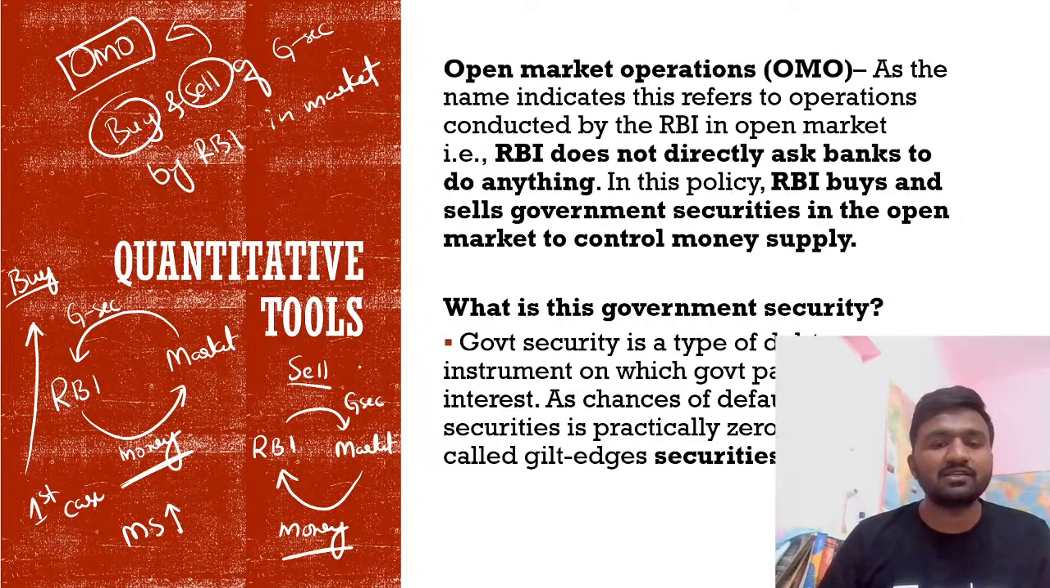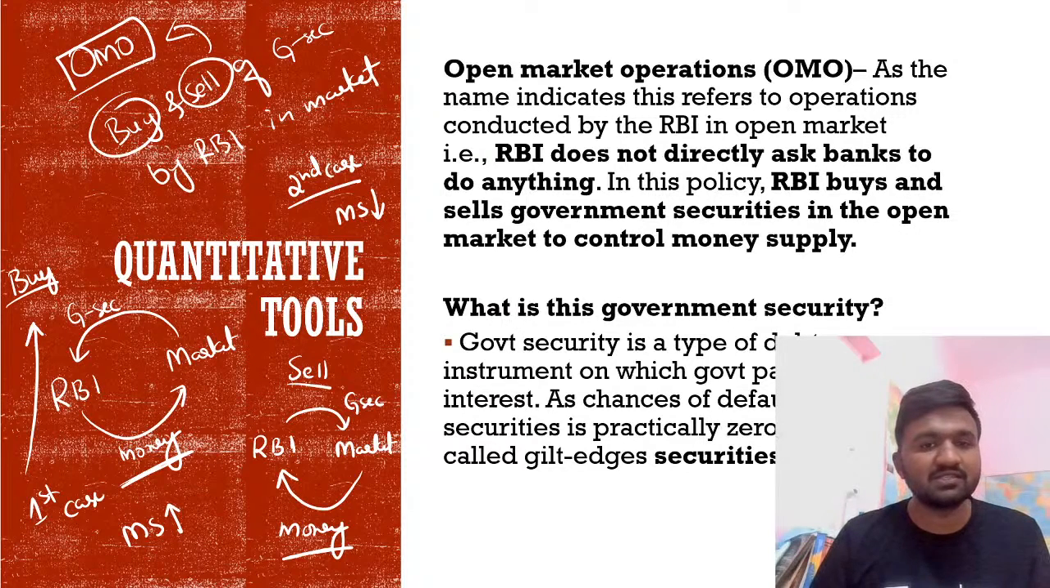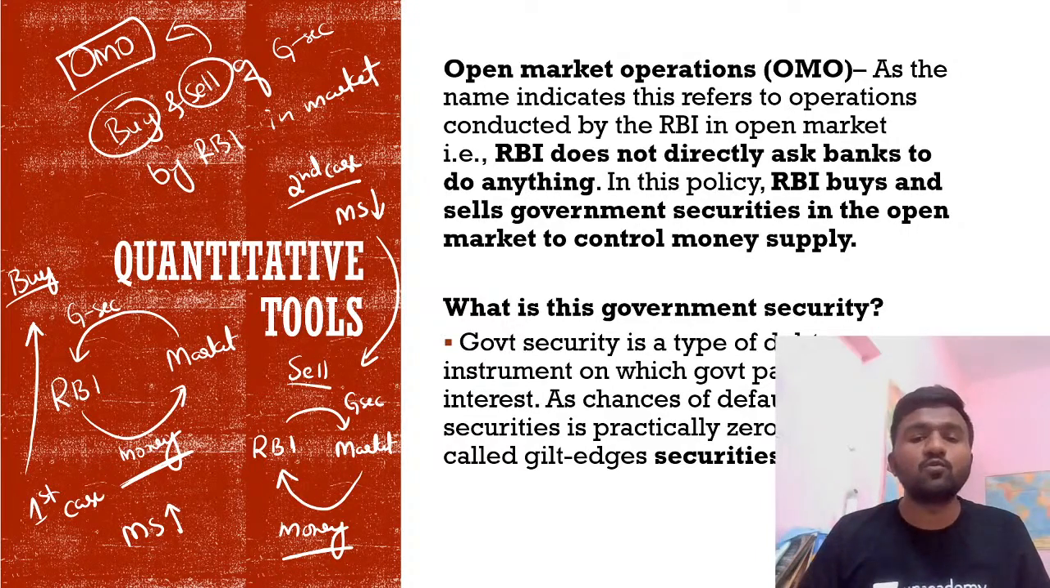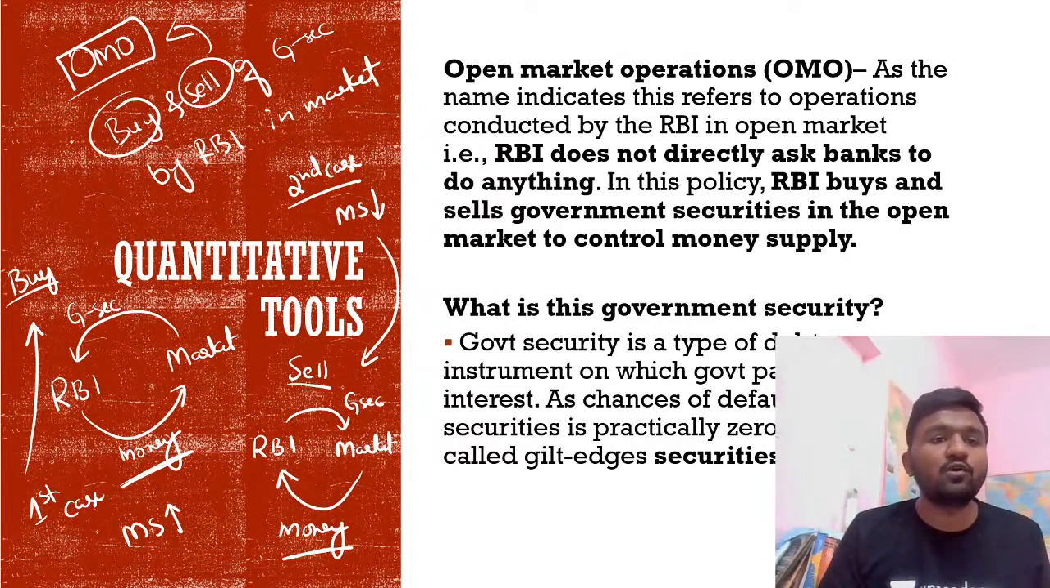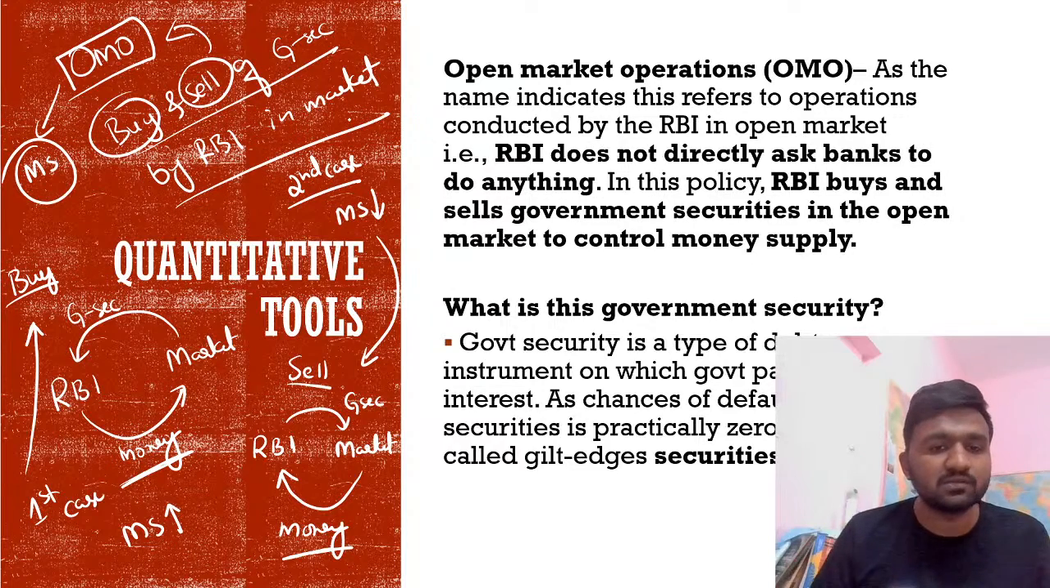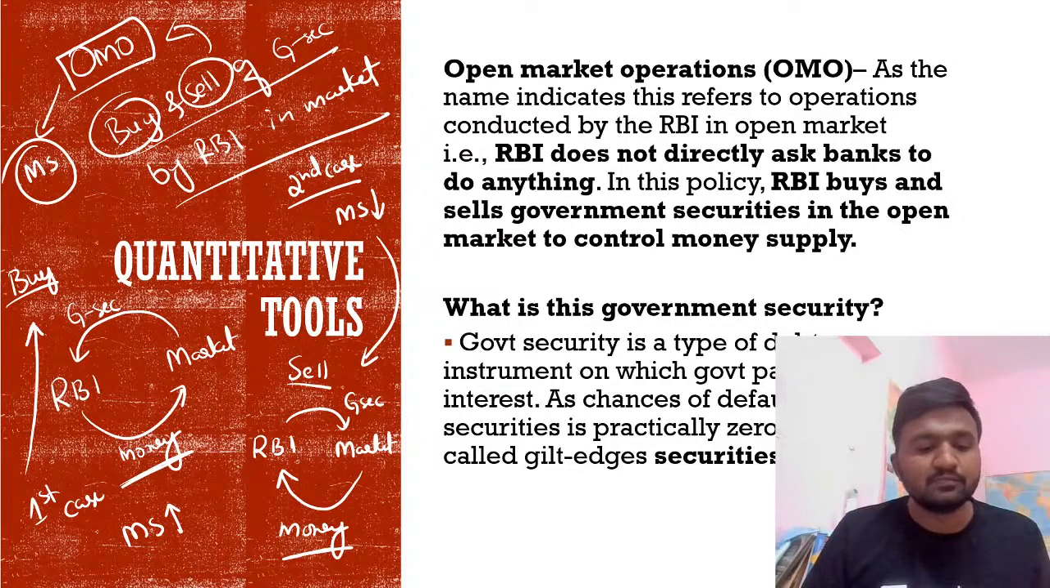In the second case, the money supply in the market decreases, because money is going away from the market, from market to RBI. So what is the advantage of OMO? To control the money supply in the market by buying and selling government securities by RBI. Is that clear? Yes, you got the open market operation.